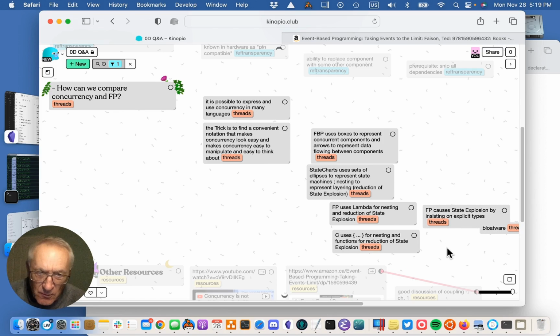The C language brought in the idea of using ASCII braces for nesting and for blocks associated with functions. C uses functions themselves to reduce the state explosion problem. Many other languages use functions to reduce the state explosion problem.